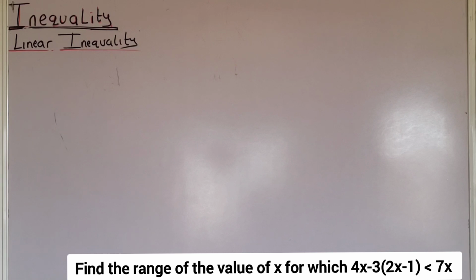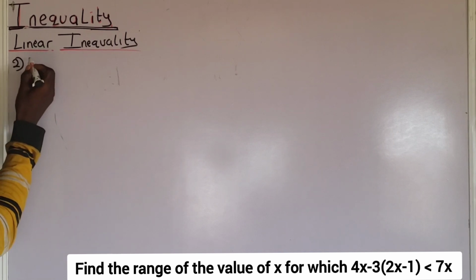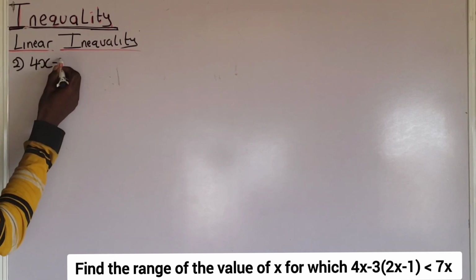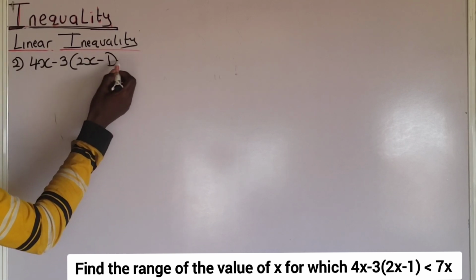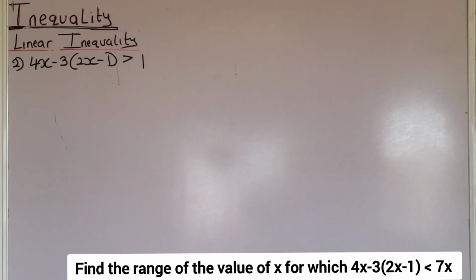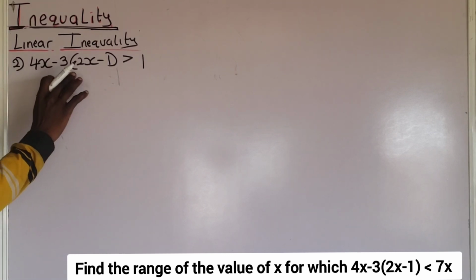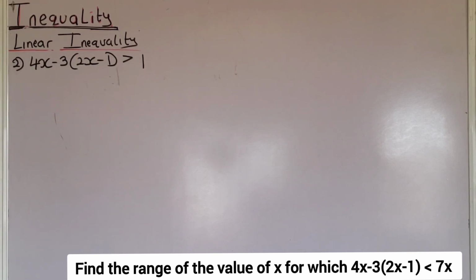For what range of values of x is (4x - 3)(2x - 1) greater than 1? Okay, please kindly pay attention. Question 2, we have (4x - 3)(2x - 1) is greater than 1. For what range of the values of x is the product of (4x - 3) and (2x - 1) greater than 1? How do we solve this question?